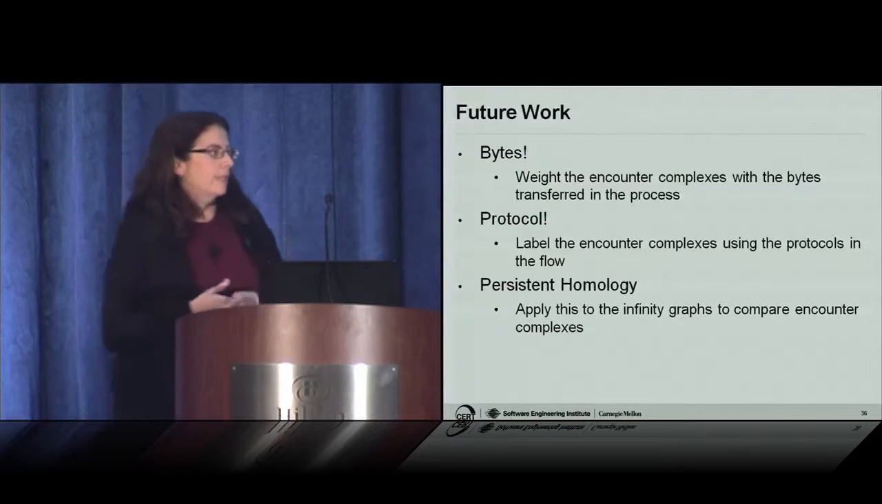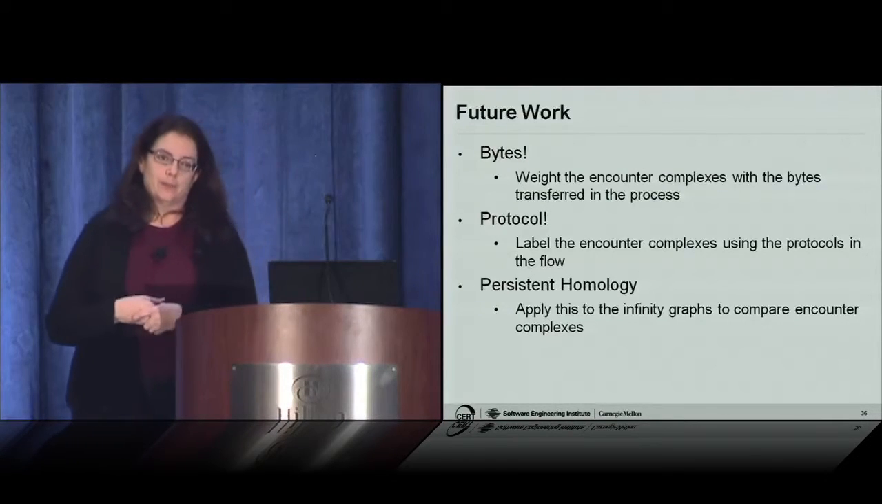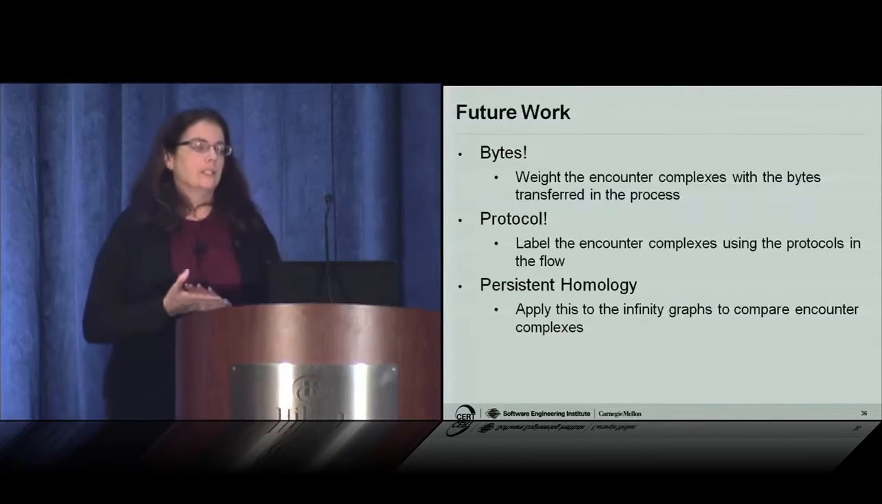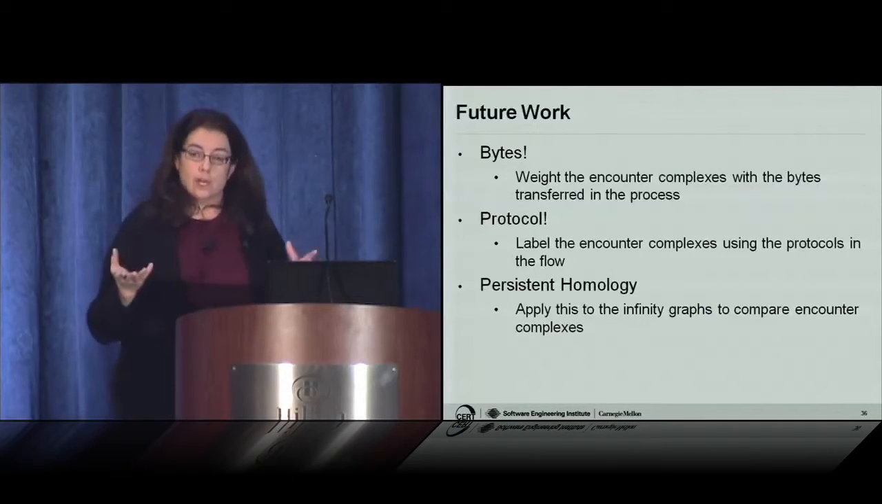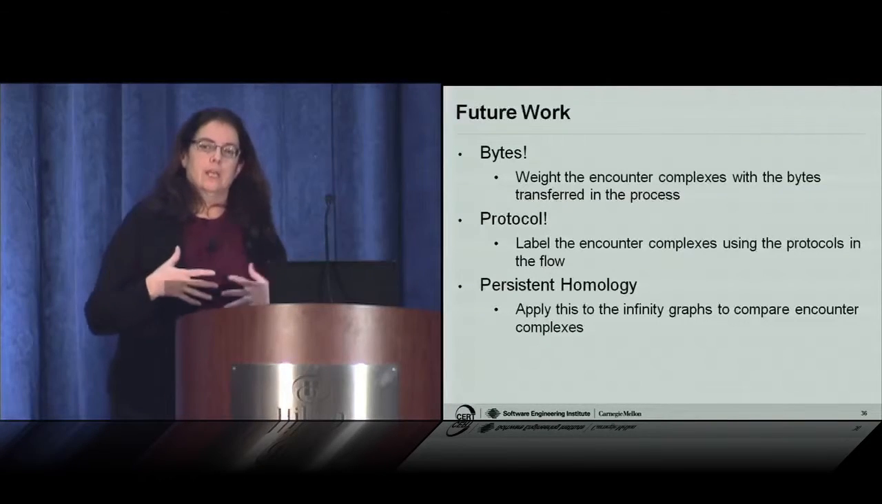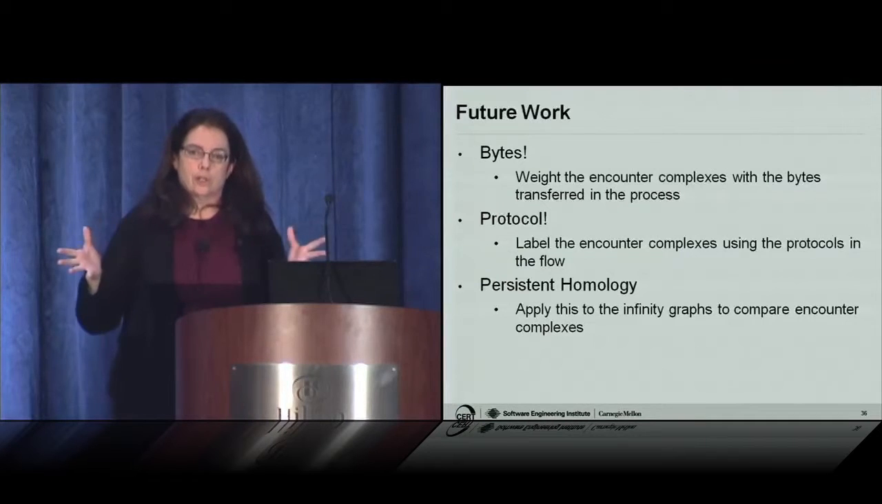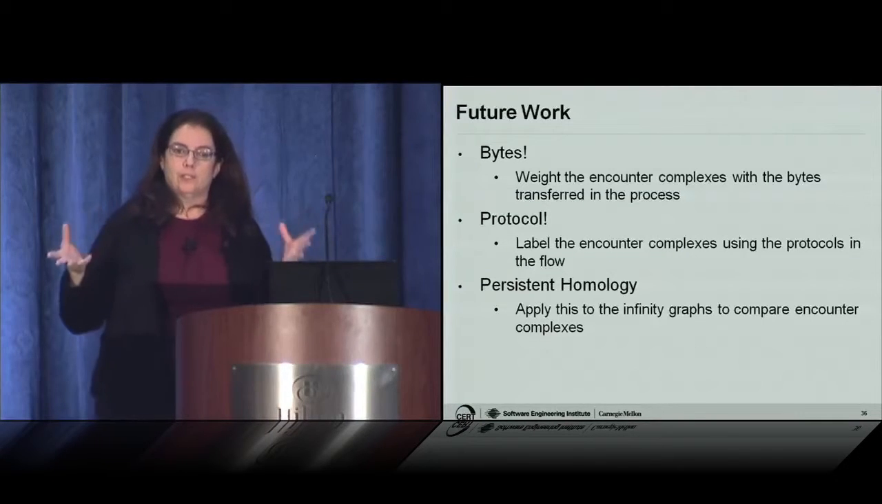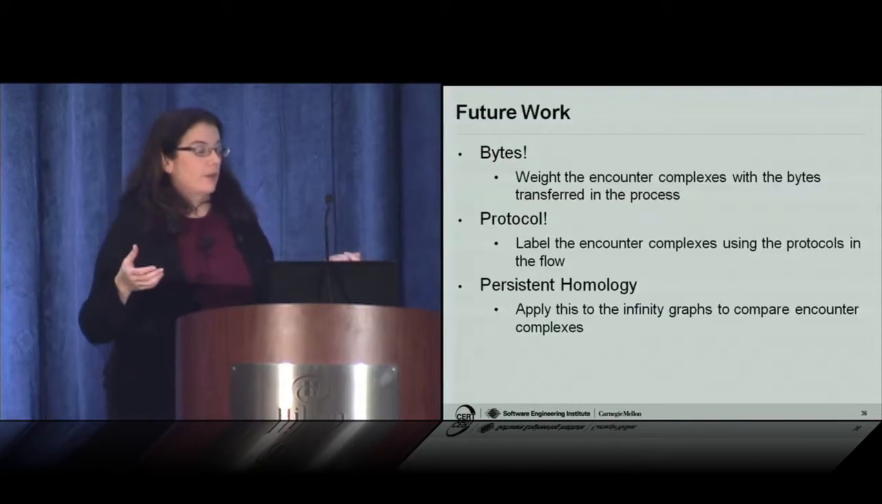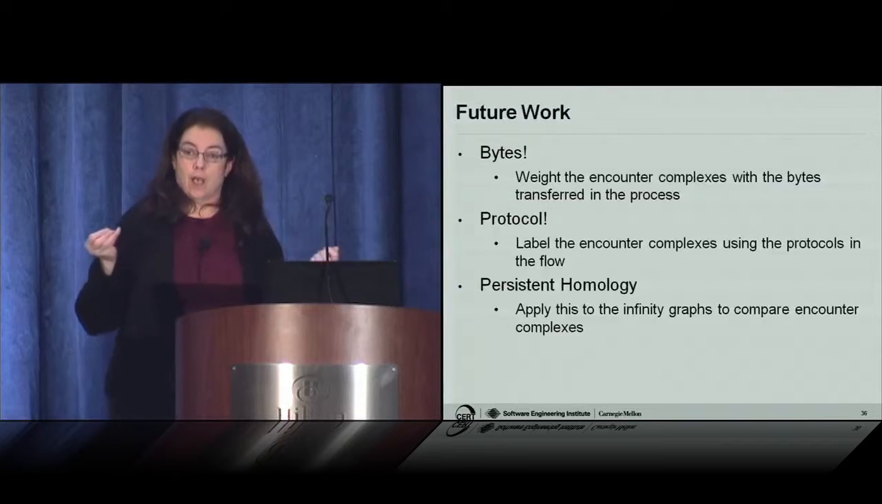The third fun thing I'm looking at is persistent homology. Persistent homology is a topological data analysis method that was actually used in encounter complexes devised from wireless traces to say, here's the structure of your wireless setup. Well, I can't really do that. I've never been able to figure out a way of deriving someone's network from the information I get out of flow. However, I can use it to compare complexes.